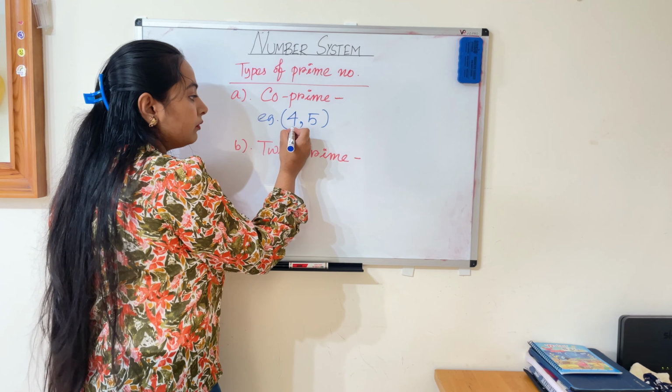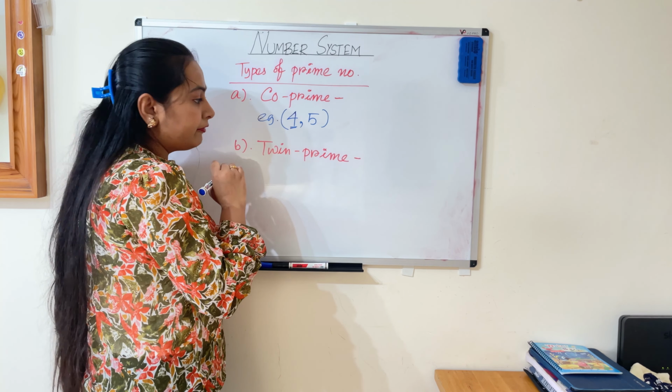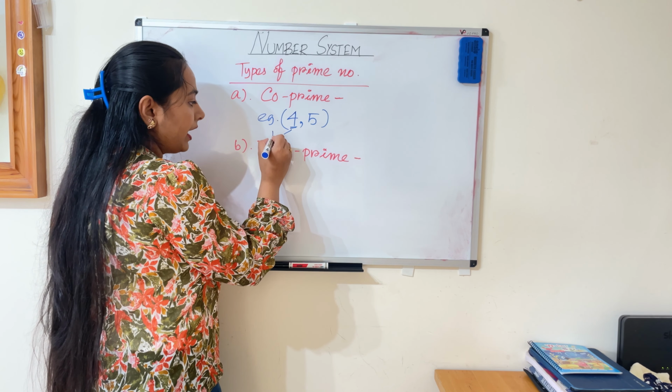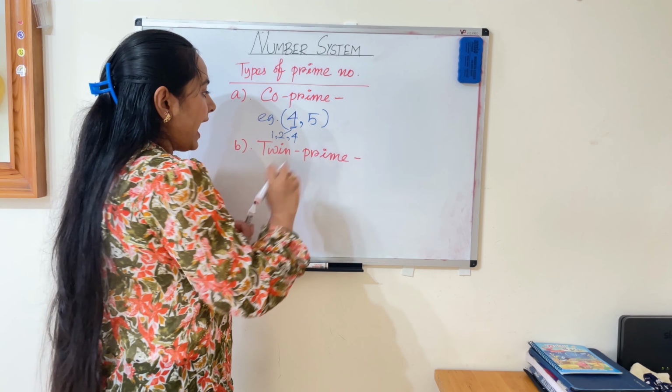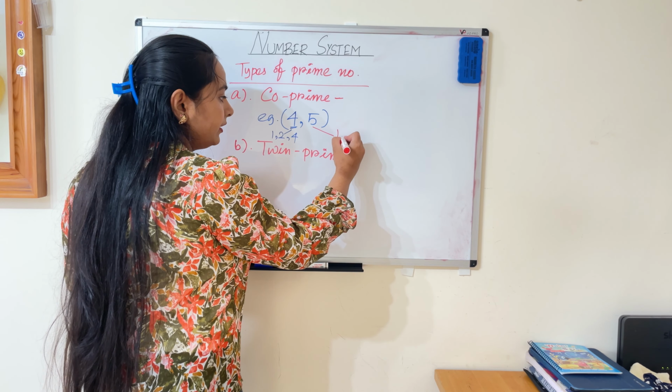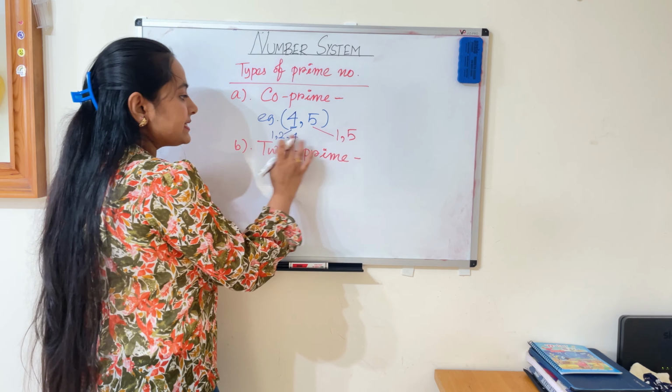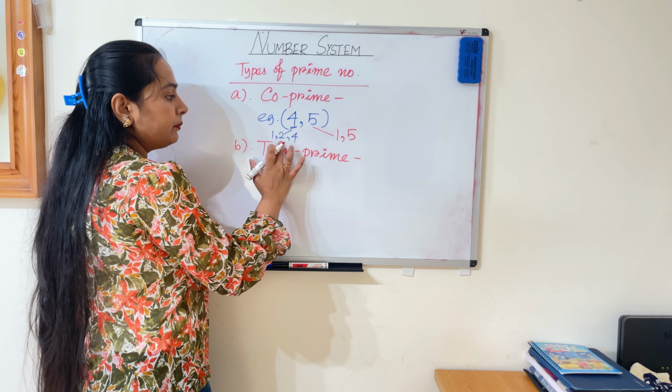See, what are the factors of 4? 1, 2 and 4, right? And the factors of 5, 1 and 5. So except 1, see what is common between them?